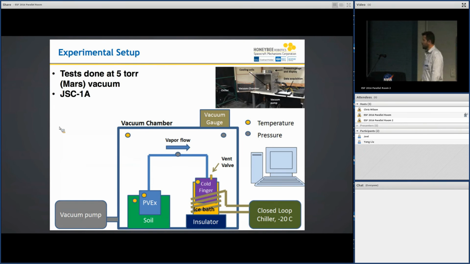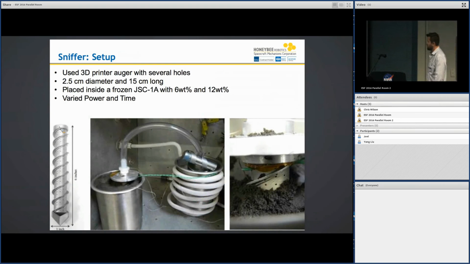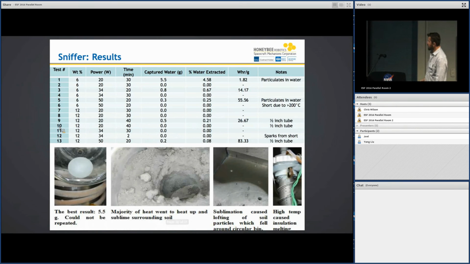We did all the tests in a vacuum chamber. This is a small vacuum chamber, so everything was scaled down. We used JEC1A soil. This is our experiment in some kind of a soil. This is water vapor flowing through a hose into a cold finger, which was sitting in an ice bath. This is a setup for a sniffer. That was a 3D printed sniffer inside the soil, wet, icy soil. That's our transfer tube into a cold finger sitting in an ice bath. The close-up right over here, we used different parameters and so on.